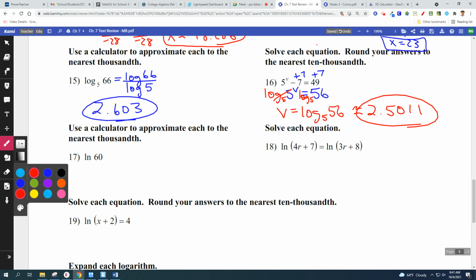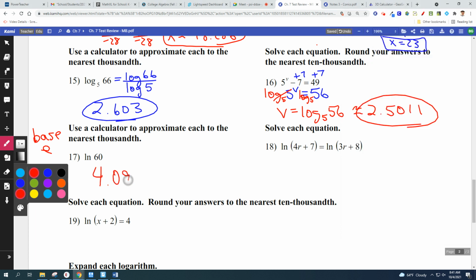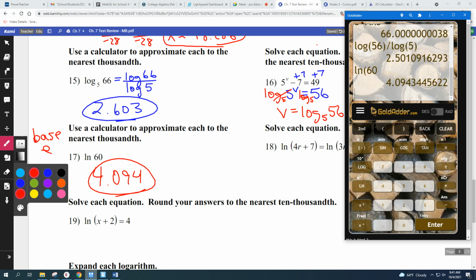17, natural log. Natural log is a base e, and e is about 2.7 or so. But this one, number 17, just type it in. Natural log 60. 4.094. Again, that's the exponent that makes 60. So you've got a base e to the 4.09 blah, blah, blah, gives you 60.